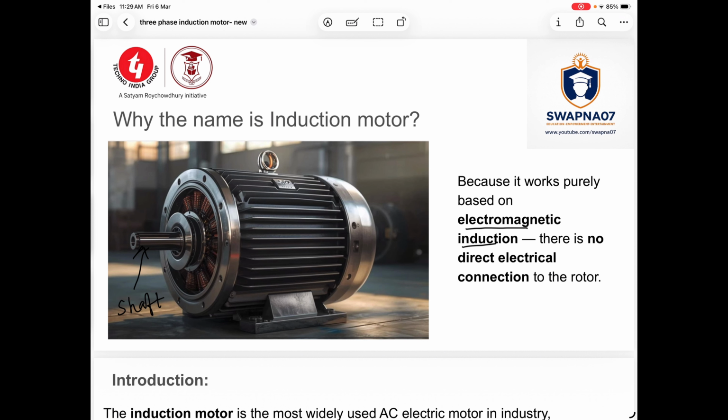In a transformer, we can transfer energy from one circuit to another circuit without a change of frequency. So in a transformer also we transfer power. Here in the stator we are giving a three-phase supply, and in between the rotor and stator there is some air gap, and in that air gap a rotating magnetic field is produced.